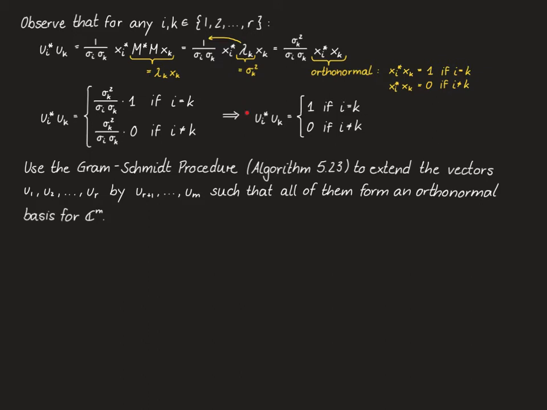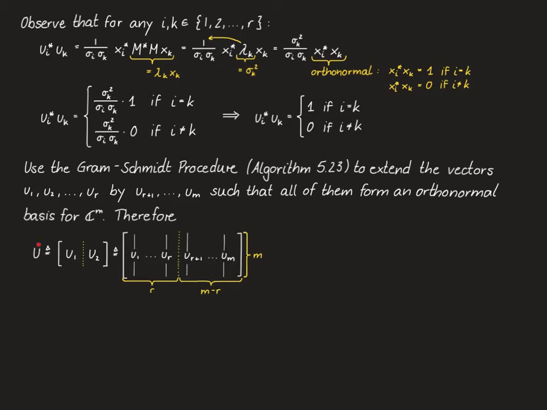With this result, we have proven that the vectors u1 through ur form an orthonormal set, which we can extend by using the Gram-Schmidt procedure by another set of vectors ur plus 1 through um, such that the entire set of vectors forms an orthonormal basis for the space C^m.